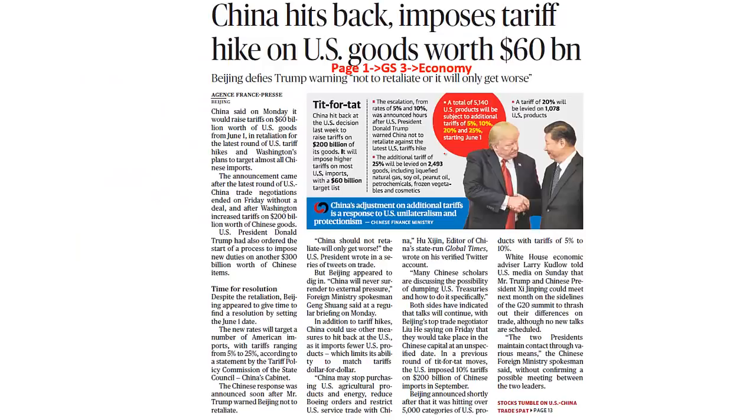This article here says China hits back, imposes tariff hike on US goods worth about 60 billion. So this is one of the major trade wars happening between the United States of America and China. Initially, when it started off, this was a means of protectionism. With the call of America First, President Donald Trump started increasing tariffs against China, Japan, Europe, India as well as multiple other countries on steel as well as aluminium.